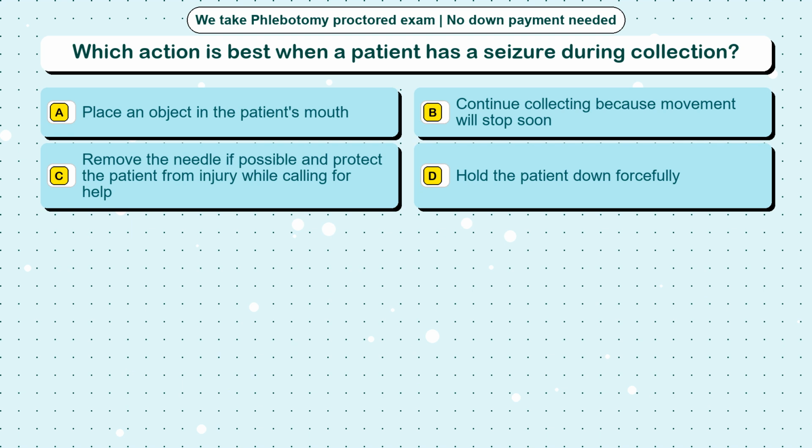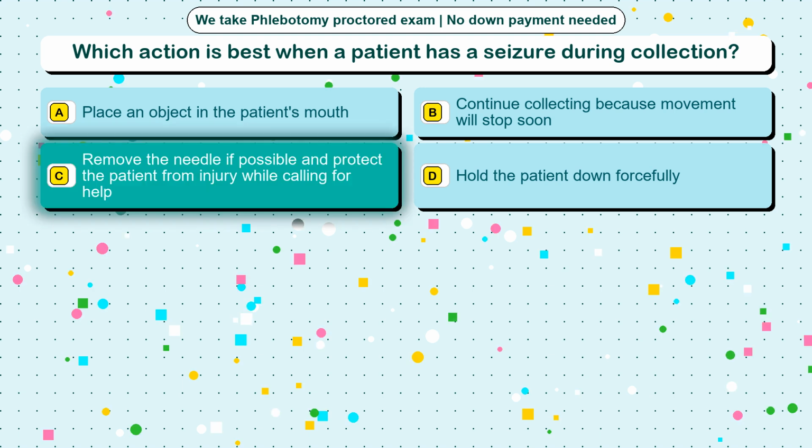Question 81. Which action is best when a patient has a seizure during collection? Option A. Place an object in the patient's mouth. Option B. Continue collecting because movement will stop soon. Option C. Remove the needle if possible and protect the patient from injury while calling for help. Option D. Hold the patient down forcefully. The correct answer is option C.